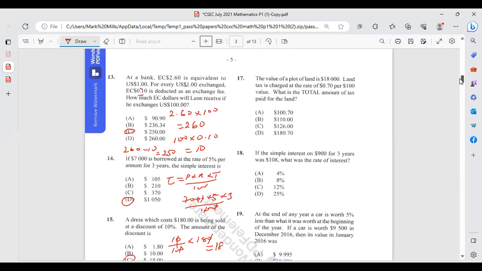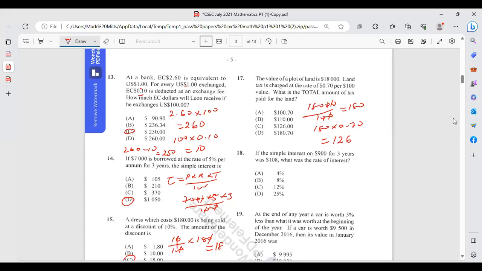So you're going to divide the 18,000 by 100 first. 18,000 divided by 100 means 180, right? So you multiply 180 times 0.7. When you multiply these two, what do we get? $180 times 0.7, what do we get? 126. Okay.